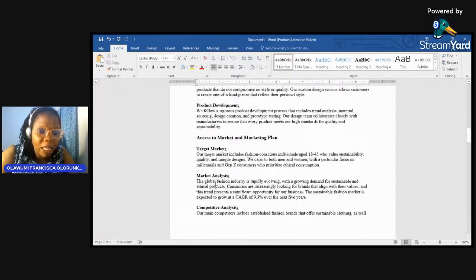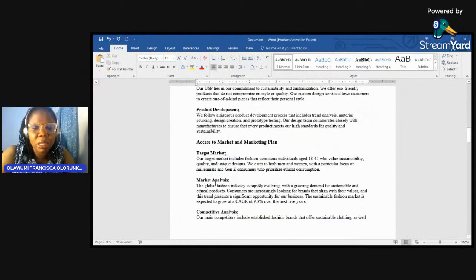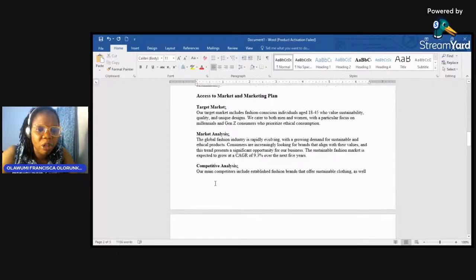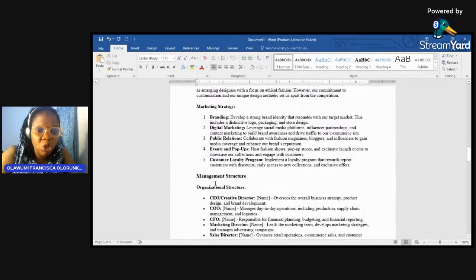Then your marketing plan, this is very, very important. This aspect shows the investors that you already have people who are waiting to have your products. You understand? So you are going to write that very well. Then your marketing strategy. How do you intend to reach more target market? Is it through branding? Is it through digital marketing? Is it through public relations, events and pop-ups, customer loyalty program? This is like a rewarding program for customers. Maybe you're running a promo, if they refer somebody to you, they're going to get maybe 10% on their next order, like that.